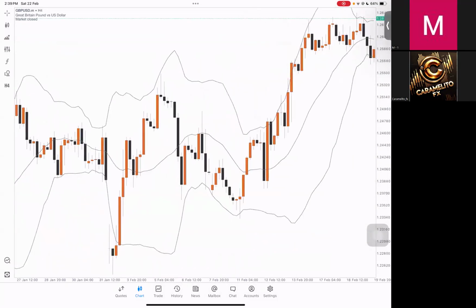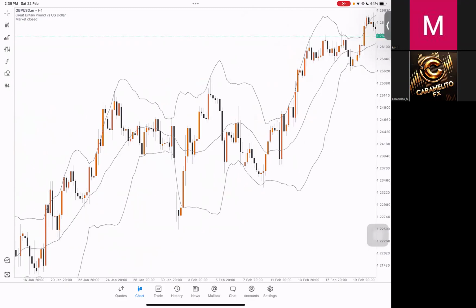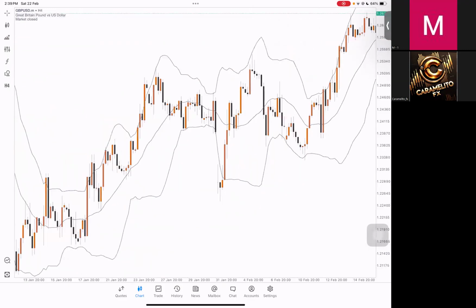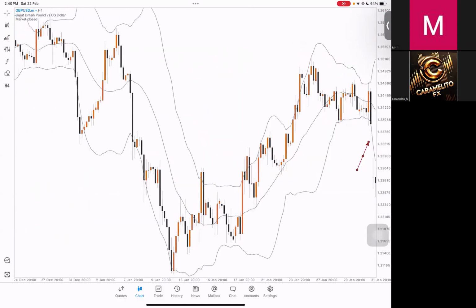Ta-da! Okay, if you can see here already, it consists of lines. If you see that the BB started to shrink, later on there must be a big movement. You see, boom, big movement, a gap like that. Okay, so how do we read this BB? I'll give you one example.